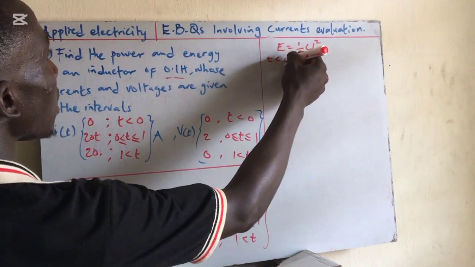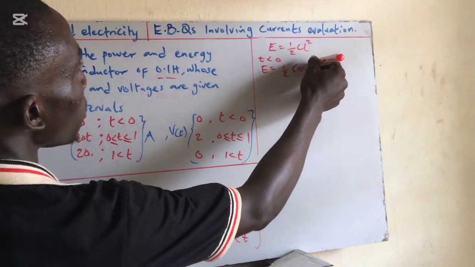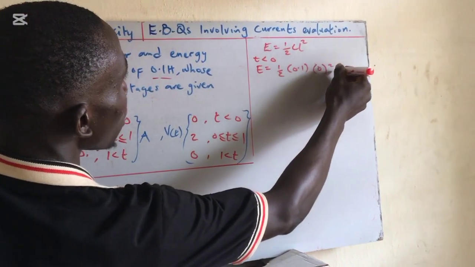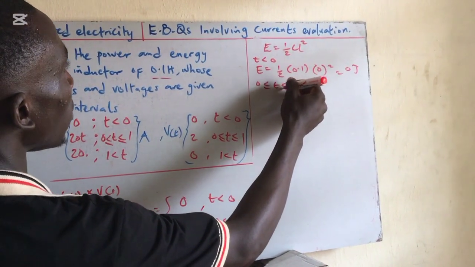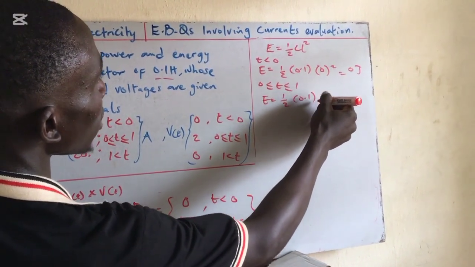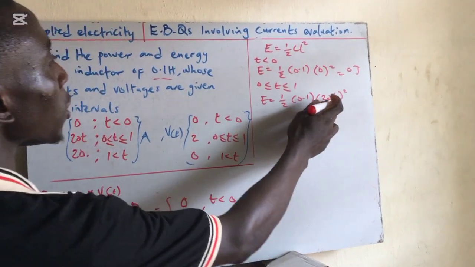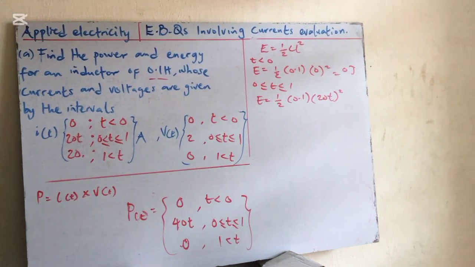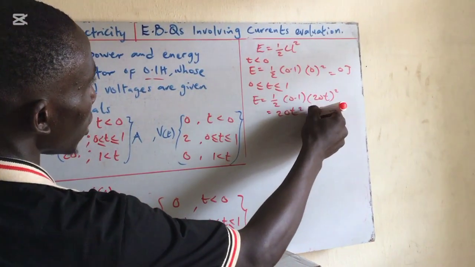For t less than 0, for this range now, it will be E is equals to half open bracket 0.1, the inductor, then the current here is 0 raised to power 2, that will give us 0 J. Then for the next range, it will be E is equals to half 0.1, then the current here is 20t. So note that this square is for the 20 and it's for the t. So we get 20 squared, which is 400, multiplied by 0.1 divided by 2. We get 20. So with that t squared, that will be 20 t squared J.